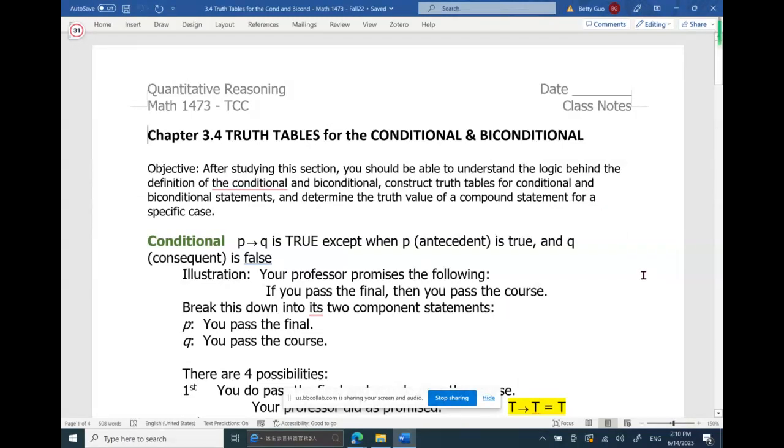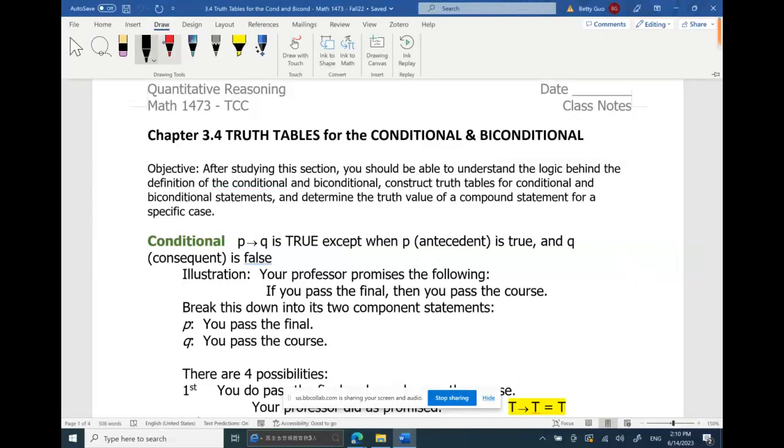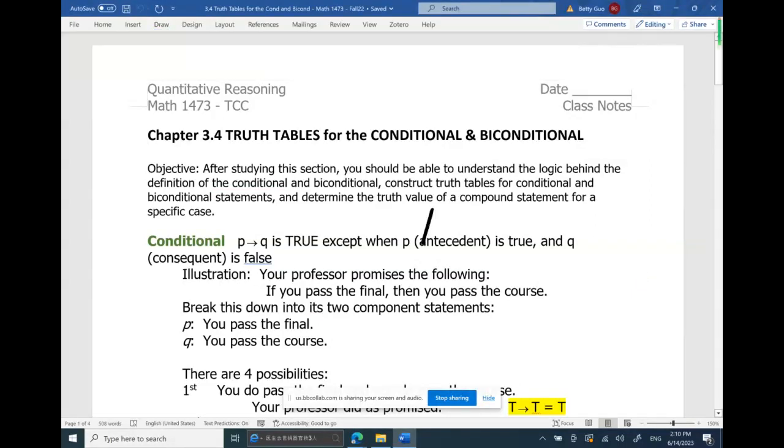Let's recall conditional statements. P implies Q, or if P, then Q. Which statement is the antecedent? Which one is the consequent? P here is the antecedent. Q here is the consequent.